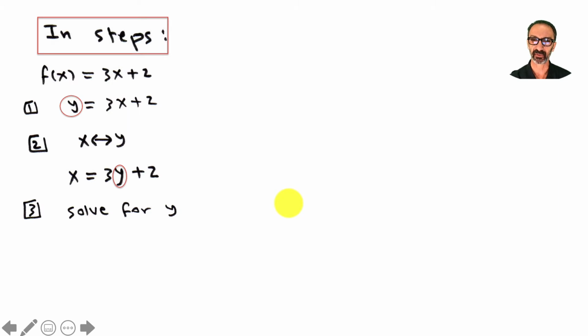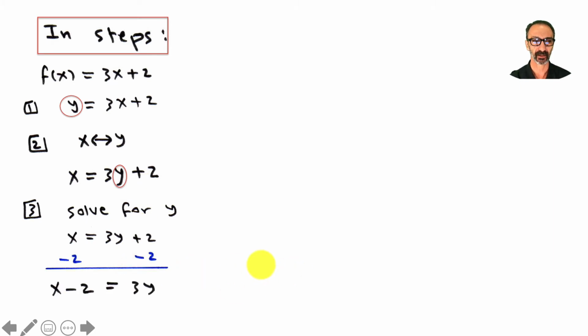Step number 3, solve for the new y. Subtract 2 from both sides. I get x minus 2 on the left. This cancels and I get 3y. Divide both sides by 3. And I get y equals x minus 2 over 3. Alright.